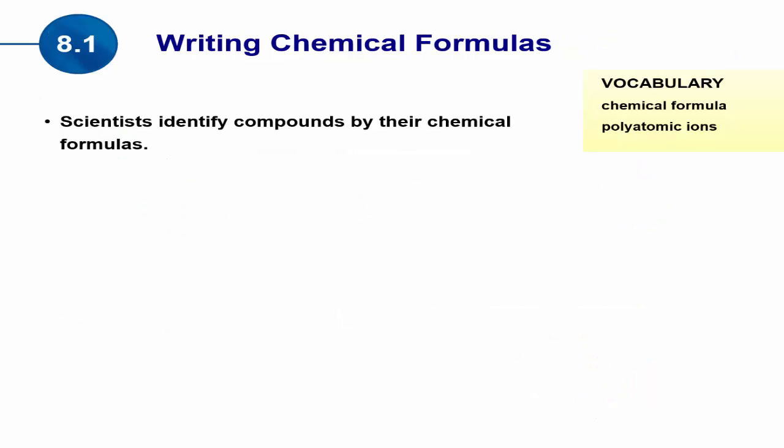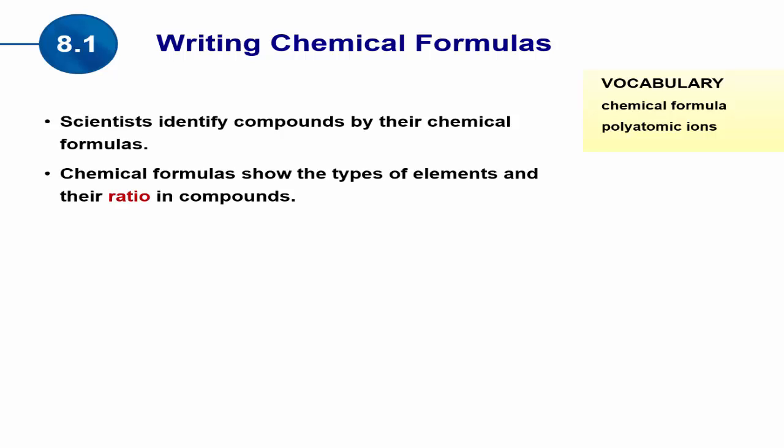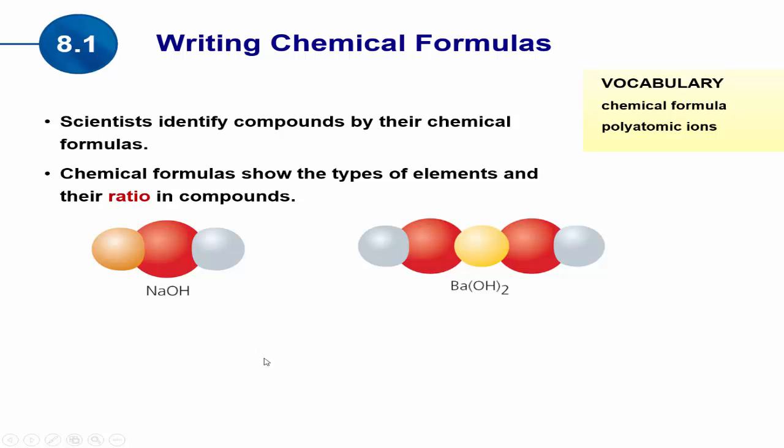So, scientists identify compounds by their chemical formulas. Here is a key phrase for you. Chemical formulas show the types of elements and their ratio in compounds. That's what those little subscripts are for. So it tells you that there's 1 sodium to 1 oxygen to 1 hydrogen in that formula for sodium hydroxide. On the other hand, barium hydroxide would be barium with 2 OH groups. Remember, those are polyatomic ions. If you have more than 1 polyatomic ion, you have to put it in brackets with a subscript. So 2 OH groups, barium hydroxide.